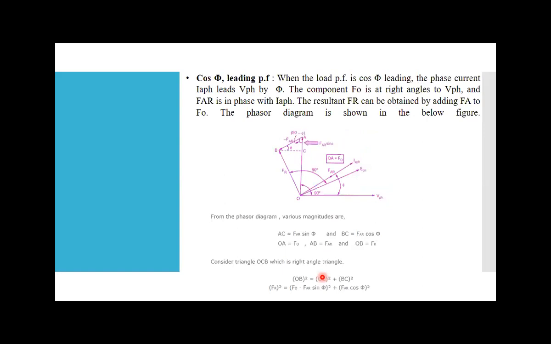So now, how can we find the EPH? Again, you can say from this phasor diagram. Now you have FR, you have FO, all the things you have. Okay, you have FR, you have FO, and you have FR. So now you can say when the load power factor is cos phi leading.